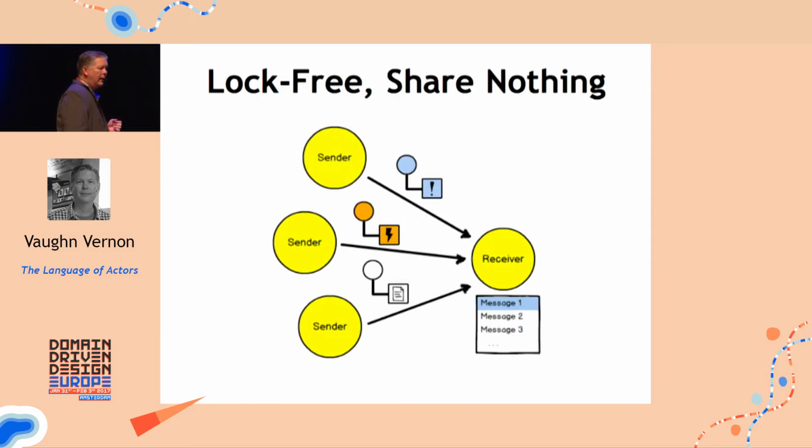Actors are also lock-free, share nothing. These three senders are sending different kinds of messages to a receiver, but notice the receiver doesn't freak out or have to lock down its state in order to deal with those three messages because each actor, depending on implementation, has a mailbox, and the mailbox acts as a queue for the receiver, and the queue itself can be implemented lock-free in that messages being delivered are enqueued lock-free, and then the receiver processes those messages one at a time, which means that internally the actor does not have to lock its own state in order to prevent some sort of volatile state collision inside.